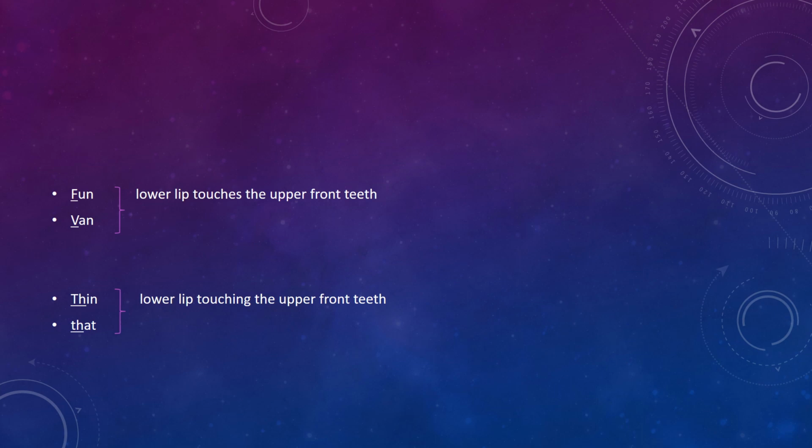And the next set of sounds, the, the. Please make a note that the lower lip is touching the upper front teeth when you say the and the, as in thin and that. Thin, that. It's not the. It is thin, that. Lower lip touching the upper front teeth.